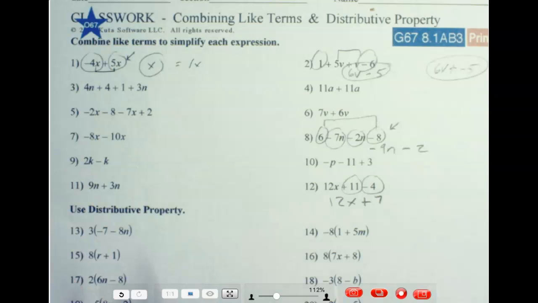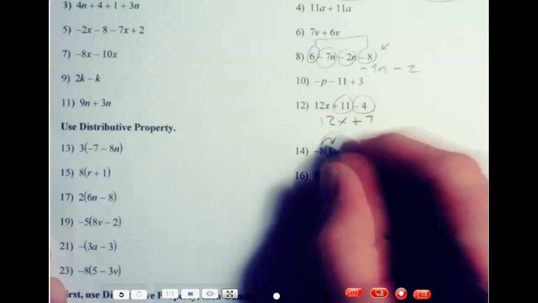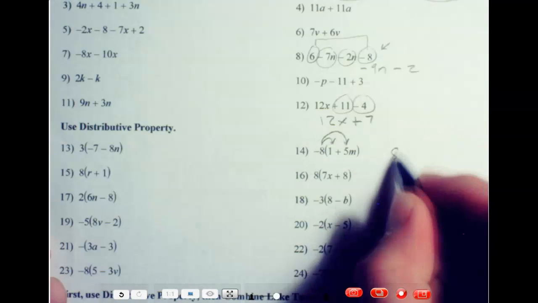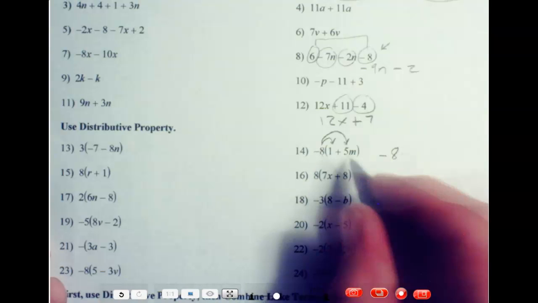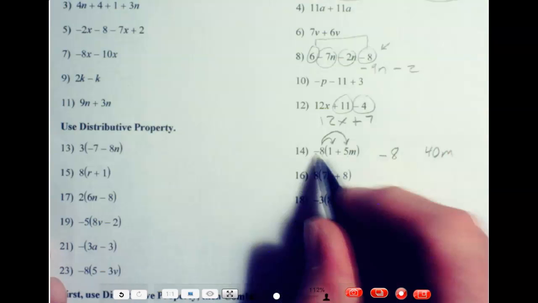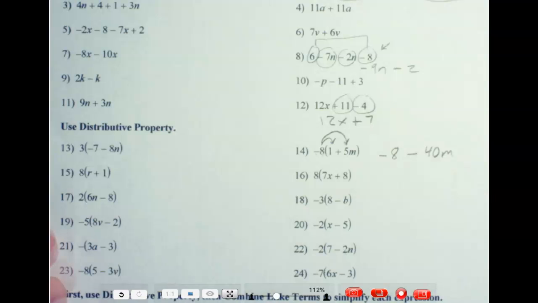All right, let's take a look at some of the distributive property. Do a couple going down here. Let's just go ahead and do this one here. Distribute, get my arrows in so I know what I'm doing. 8 times 1 is 8. It's a negative times a positive, so it's a negative 8. 8 times 5 is 40. There's an m attached, and that's a negative times a positive, so that's going to be minus 40m. So negative 8 minus 40m.